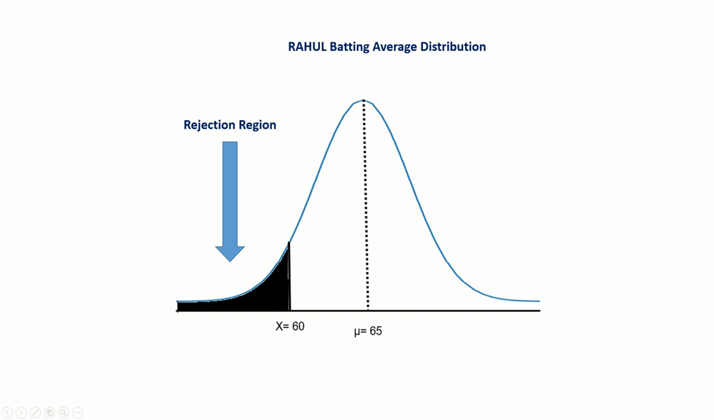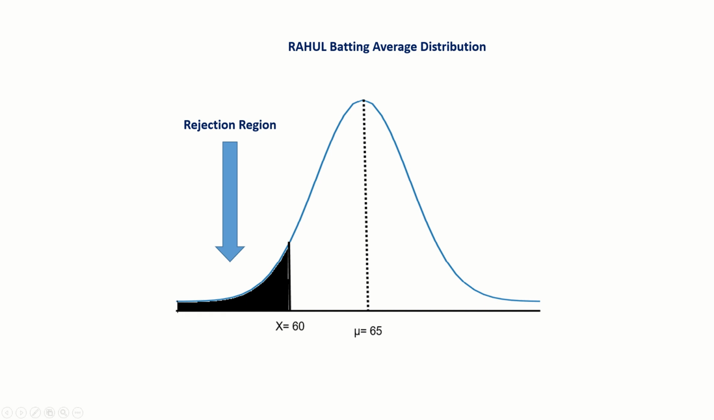So what are you going to do? You are going to compare the population mean and the sample mean. The lesser the distance, the better. The more the distance, that is not expected. That means the claim is likely to be false.